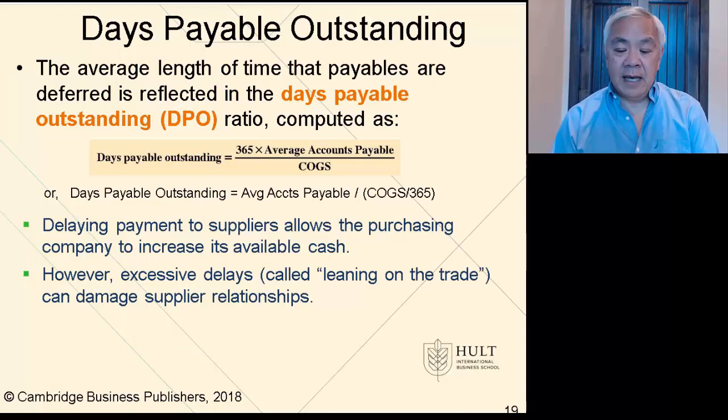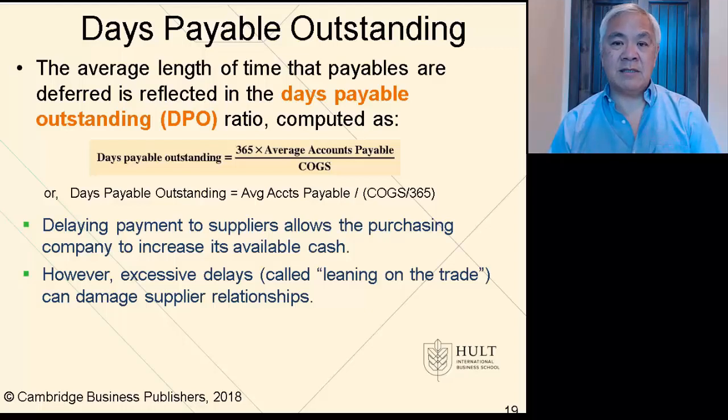The next is days payable outstanding. We've done this before, and it's simply a measure of how many days it takes you to pay your vendors. The formula in the book is 365 times the average accounts payable divided by COGS. The variant that I find easier to understand is what is your average payable, and then divide that into how much you pay per day, and that result is how many days it takes you to pay your bills.